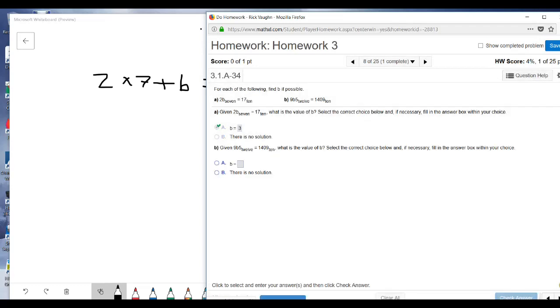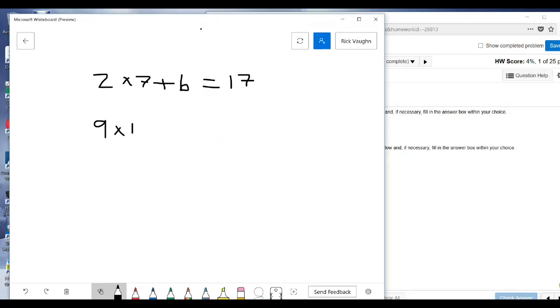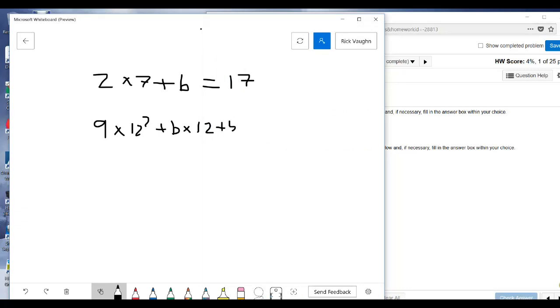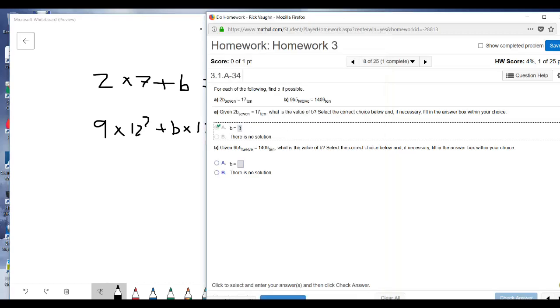And for the second one, you have 9B5 in base 12. We're going to have 9 times 12 squared plus B times 12 plus 5 has to add up to 1409. All right, so we're going to take 9 times 144 again. That's that 1296. Take 1296 plus the 5, that gets me 1301. I'm going to subtract that over from the 1409. That'll give me 108. And then I'll divide by 12 to solve for B. So 108 divided by 12 gets me 9. So B is equal to 9. And we'll fill in the box.